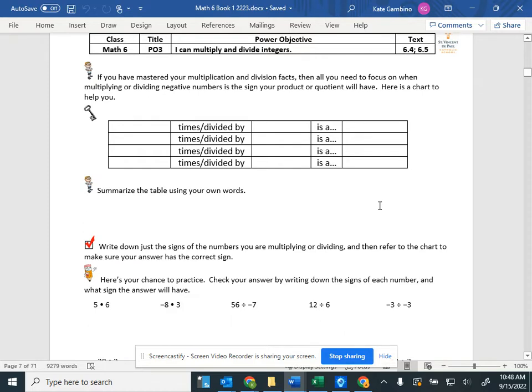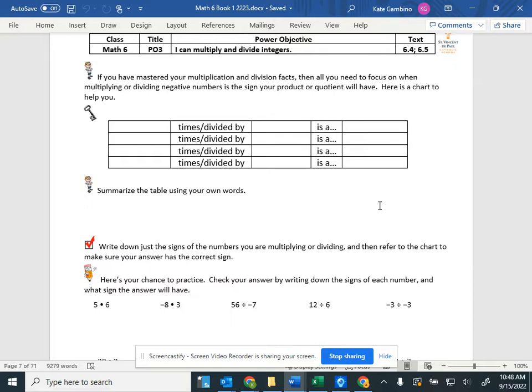Good morning, class. Today we are doing PO3. So we're doing another power objective. Now remember, those power objectives are the ones that we need to make sure we master. If we get it wrong on the test, we have to retake it to pass it so we can move on next year. This is important because all math builds on itself. So this is one of our important building blocks that we need to understand.